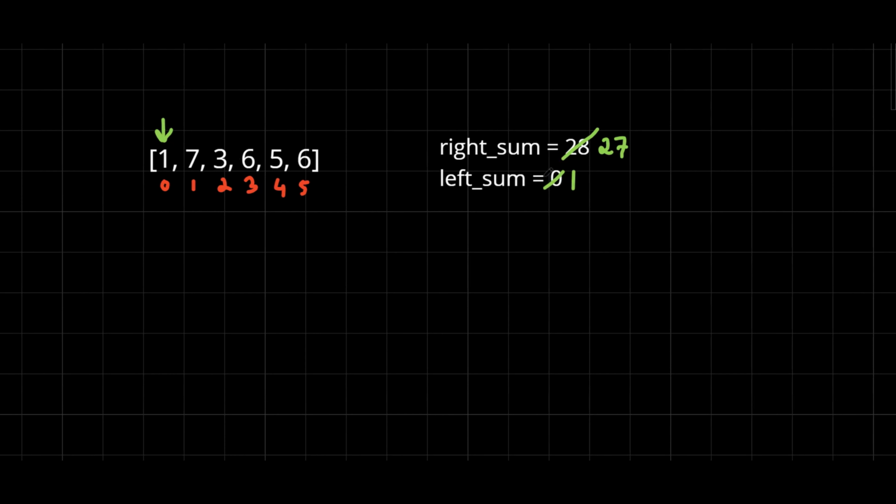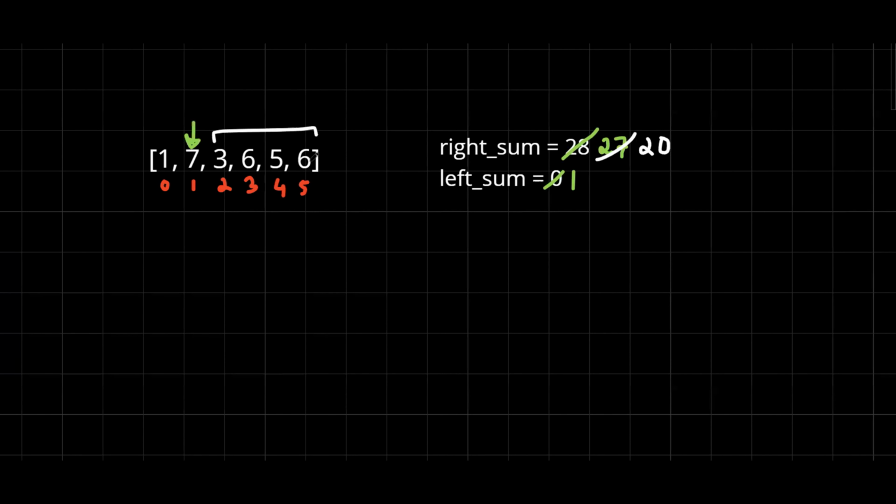So we have decreased 1 from the right sum and we have added 1 to the left sum. Now our current pointer is moved to the next element, which is 7. So now we have to discard 7 from the right sum. So here the right sum value will be 20, which is equal to the sum of all of the elements on the right side.